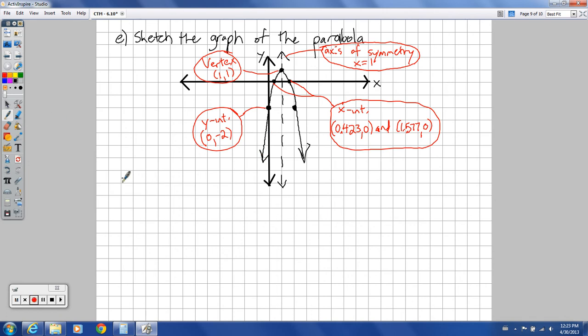One more thing to do with this one. I know this is an involved problem, but I'm trying to combine what the book sometimes has separated into several examples. I'm trying to put that all together here. So determine the domain and range of the function.